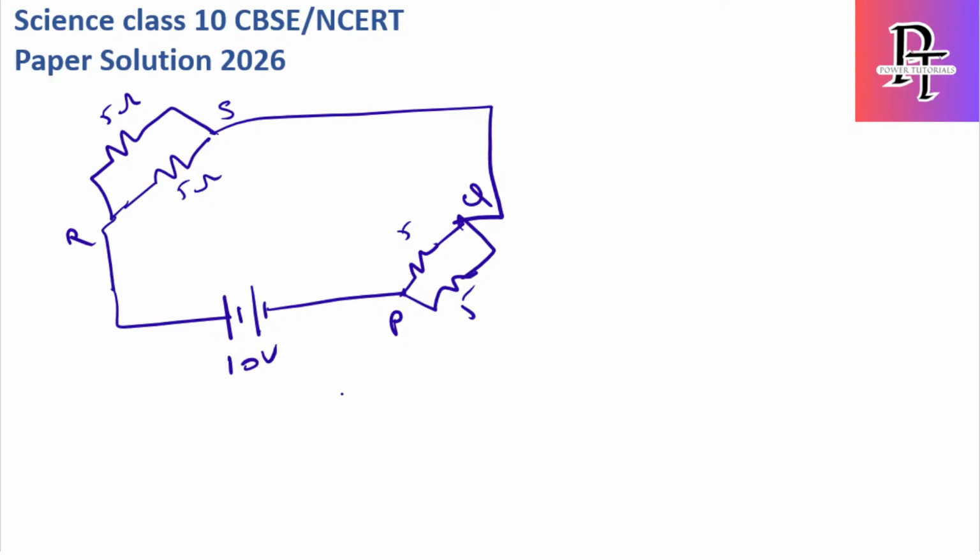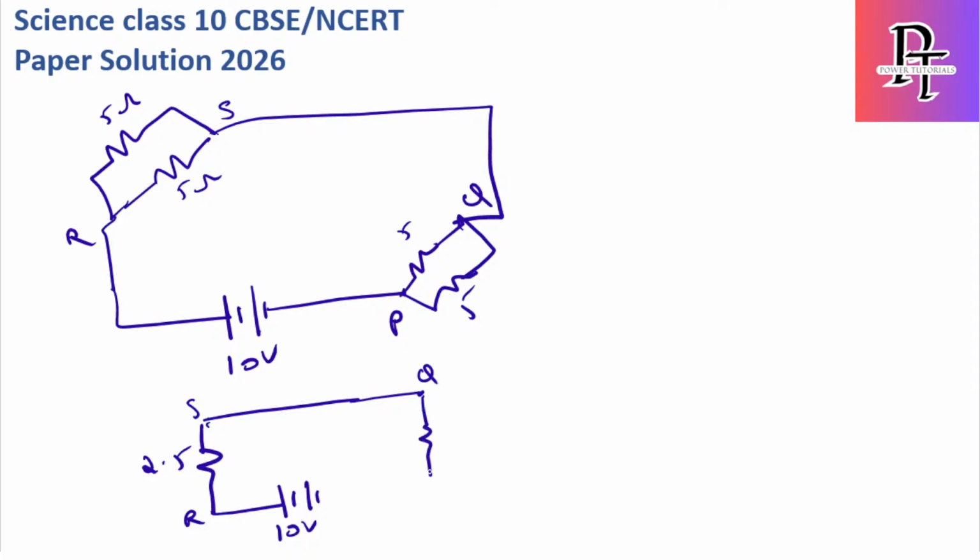Okay, now this circuit again changes. So I will simply write like this: 2.5. This is R, this is S. Now we have a battery at the bottom, which is 10 volts, and again this is Q, and we have 2.5 resistor, and this is P. Now 2.5 and 2.5.